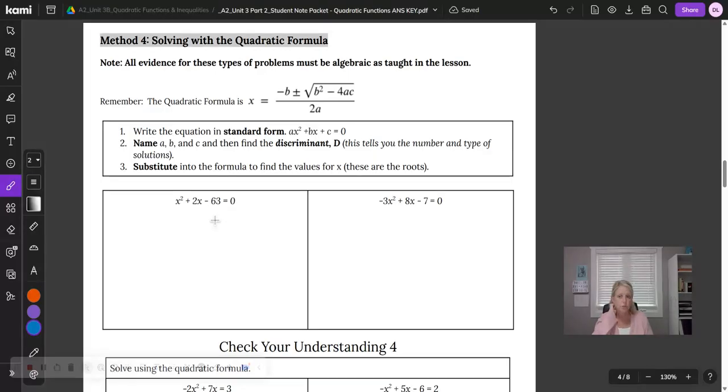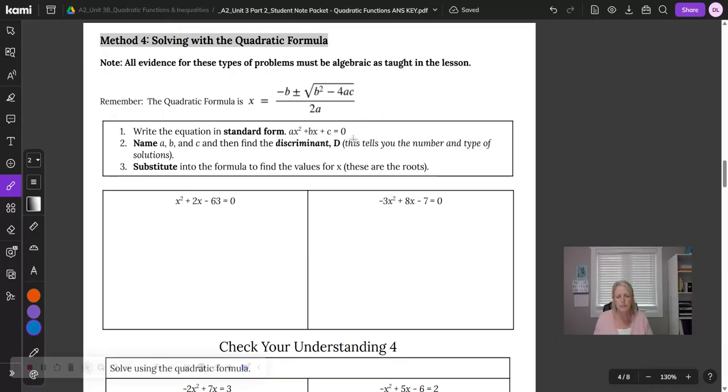You could do complete the square. However, there will be problems where it says specifically to use the quadratic formula, and you have to be able to do this. So we're doing this algebraically, okay? This is not a graphing one yet. That comes next. And I gave you the quadratic formula up here. It is also on your formula sheet, okay?